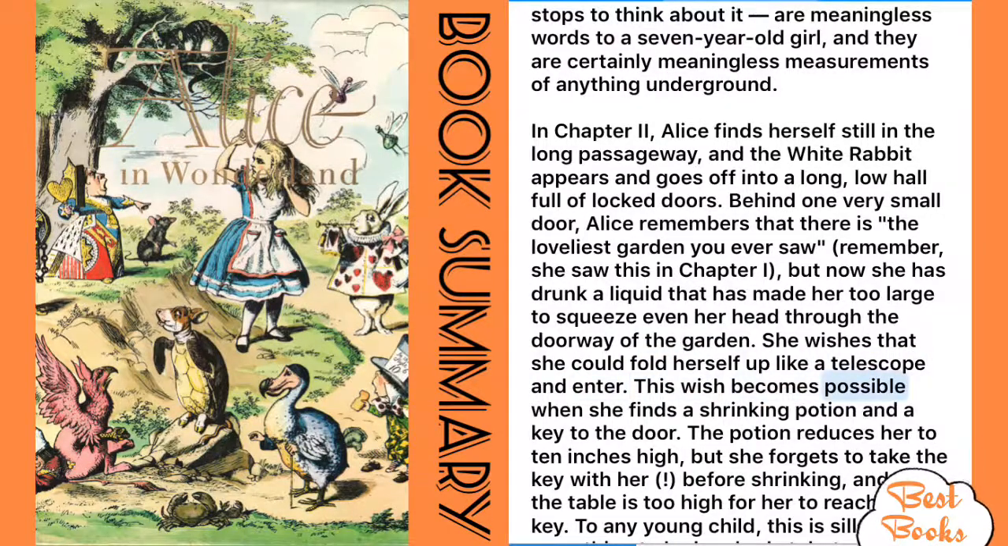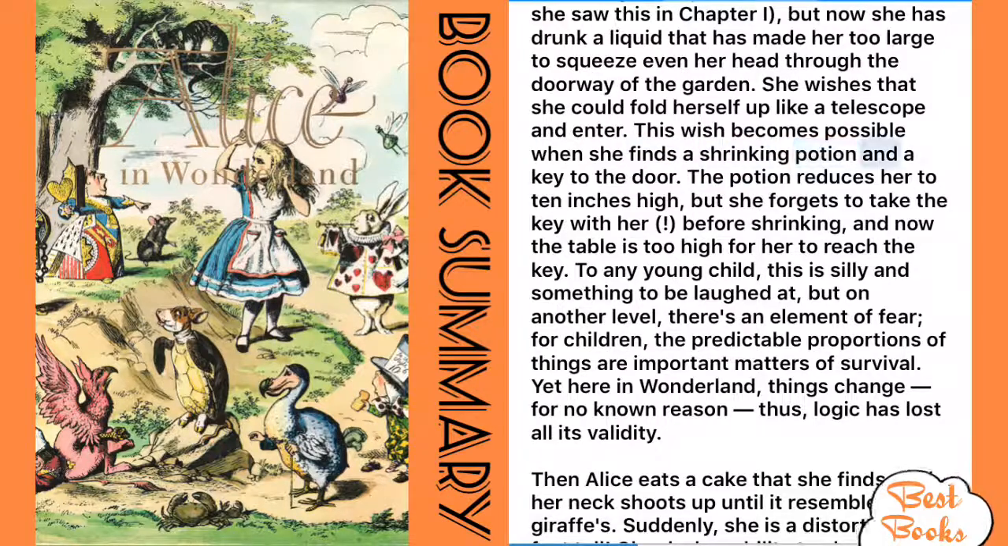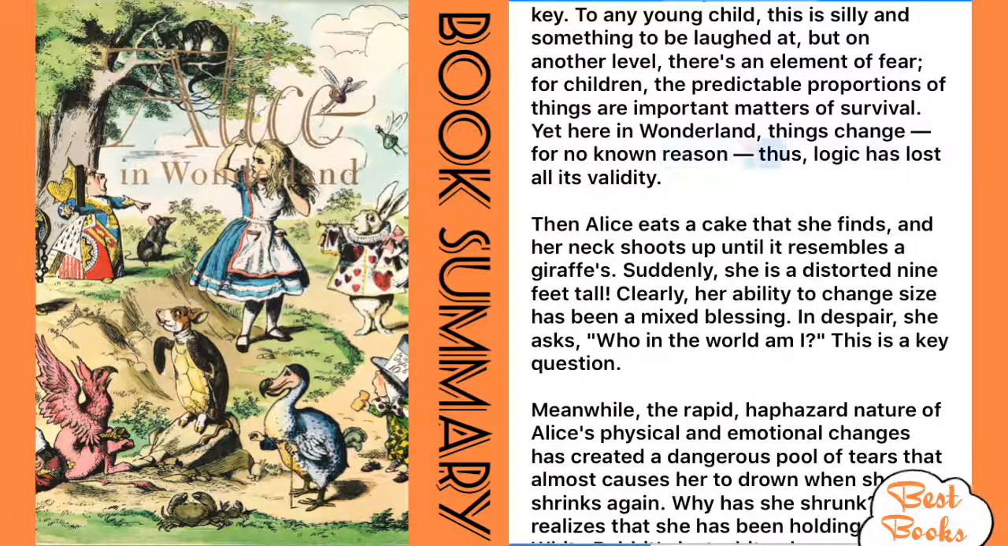This wish becomes possible when she finds a shrinking potion and a key to the door. The potion reduces her to 10 inches high, but she forgets to take the key with her before shrinking, and now the table is too high for her to reach the key. To any young child, this is silly and something to be laughed at, but on another level, there's an element of fear. For children, the predictable proportions of things are important matters of survival. Yet here in Wonderland, things change, for no known reason. Thus, logic has lost all its validity.